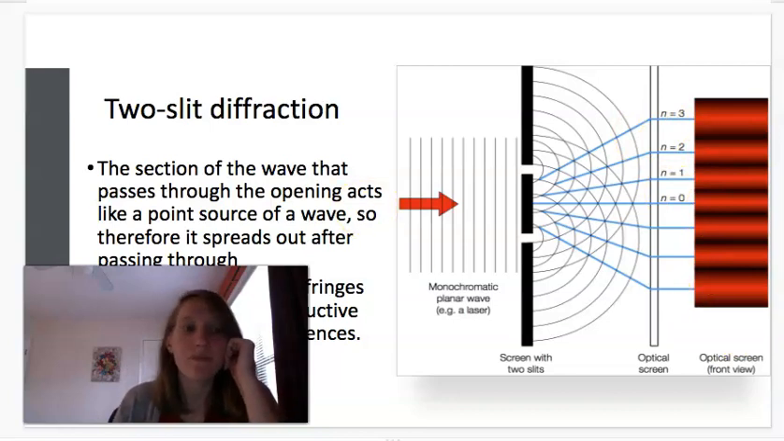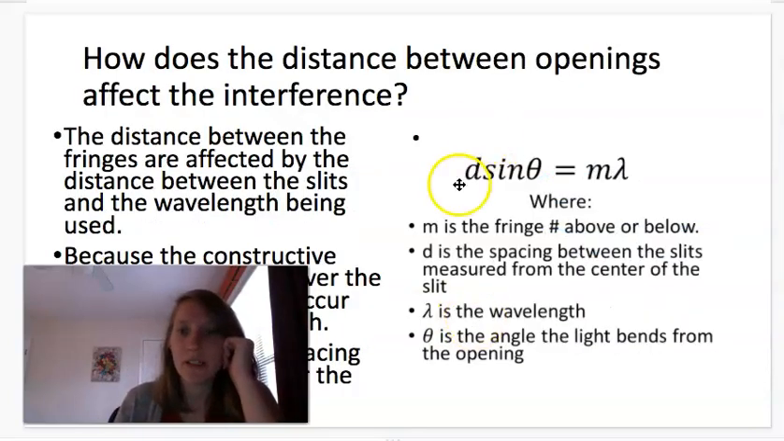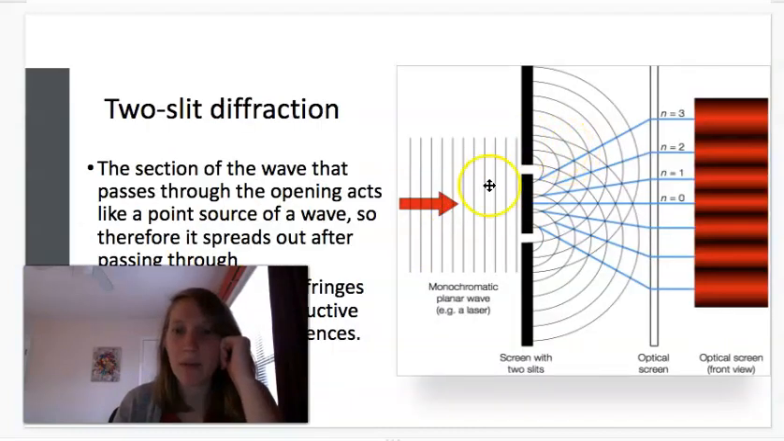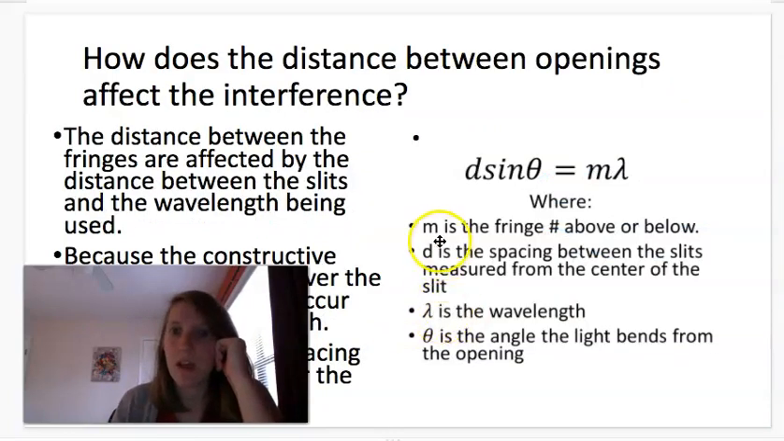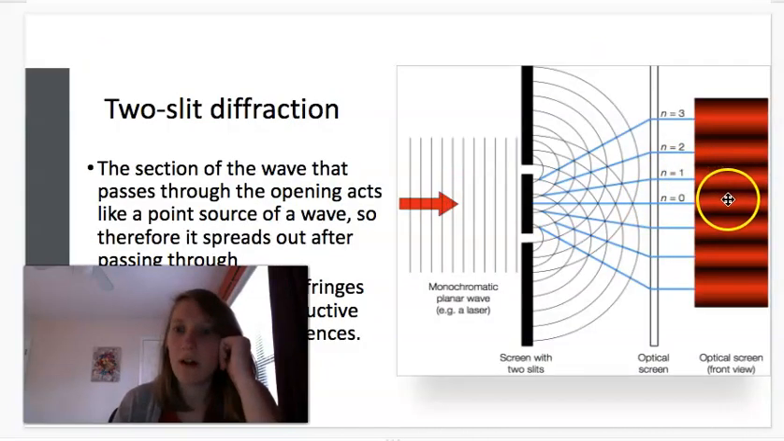So the first formula is d sine theta equals m wavelength. D is the spacing between the slits, so that would be this right here. Spacing between the slits. That's in meters. M is the number of the fringe. So the first fringe would be this one.